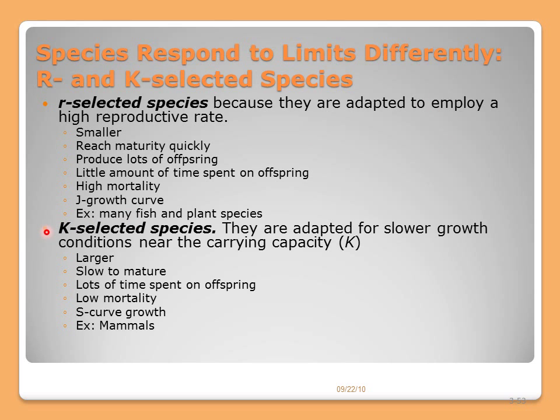In contrast, we have K-selected species, and they have much slower growth and tend to live at conditions near the carrying capacity. So they tend not to go over their carrying capacity, and you see that S-shaped growth curve. An example of these organisms would be mammals, for example ourselves. We are larger, slower to mature, spend a lot of time on our offspring, and have relatively low mortality, at least compared to these R-selected guys up here. And you see that S-shaped growth curve. So the numbers will go up and up and up, but as they reach carrying capacity, they start to level off.